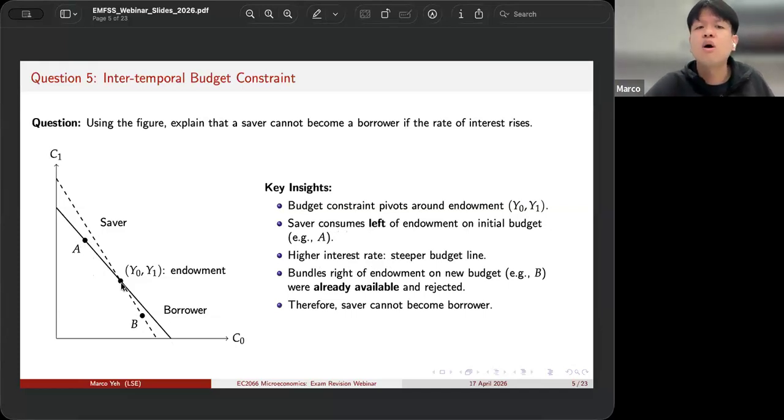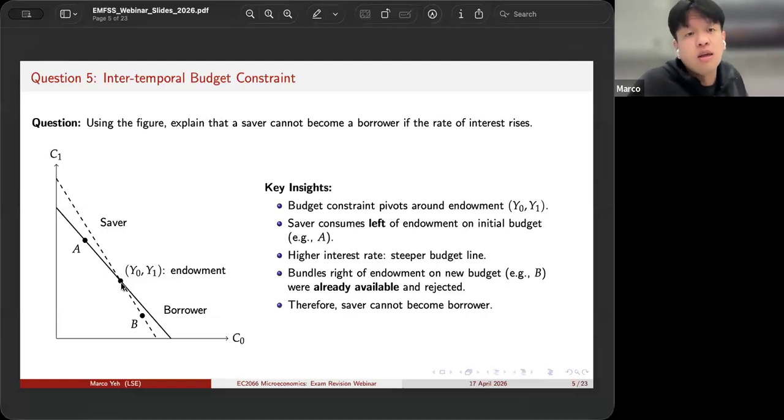Why must the endowment point always be on the budget constraint line, no matter what the interest rate is? It is because you can always enjoy your income level for each period, regardless of your interest rate. What do I mean by that? If I don't care about the bank, if I don't care about saving or borrowing, I just eat up what I earn for each period. Then for today, I will eat up Y0. For tomorrow, I will eat up Y1, no matter what the interest rate is, because I'm not saving, I'm not borrowing.